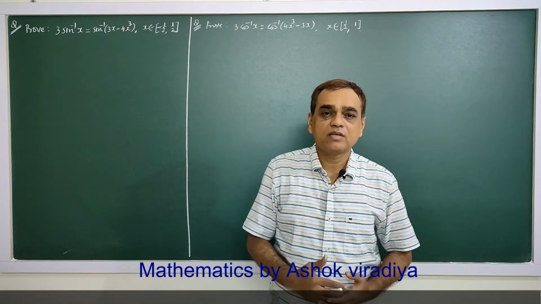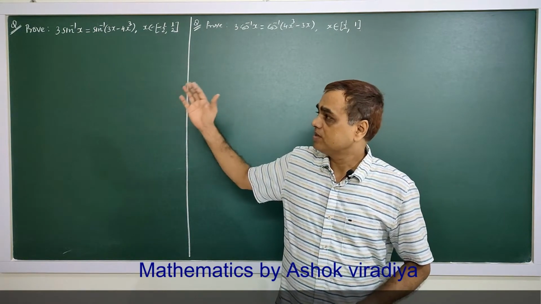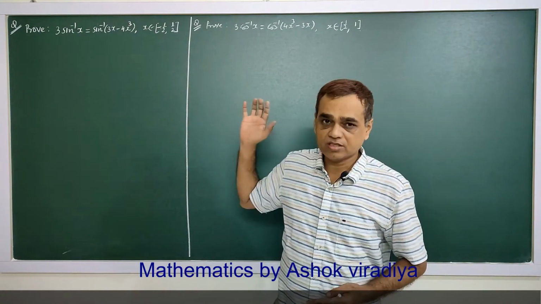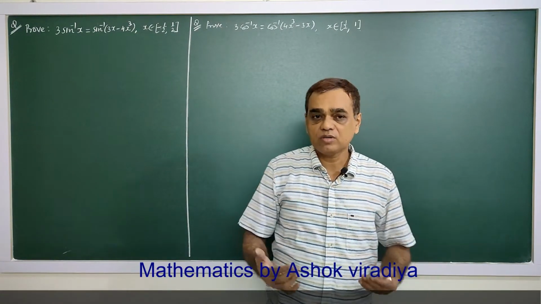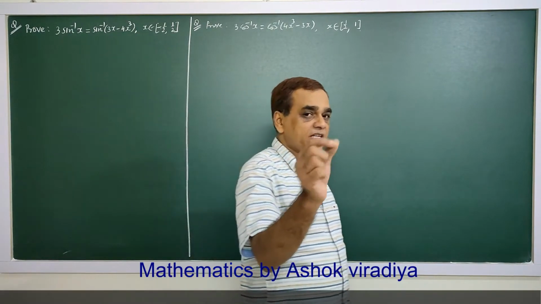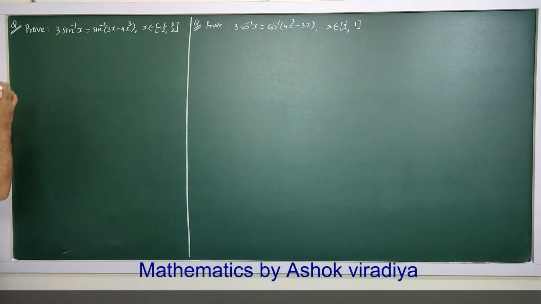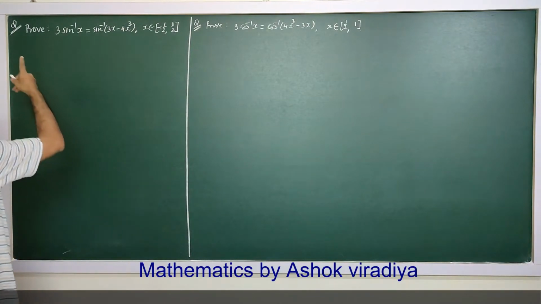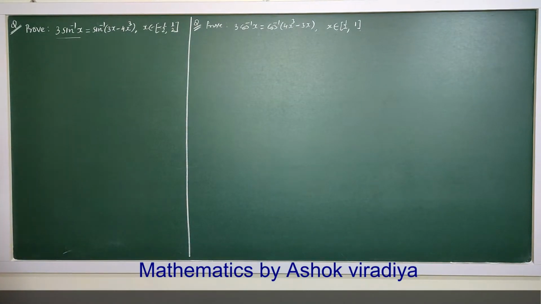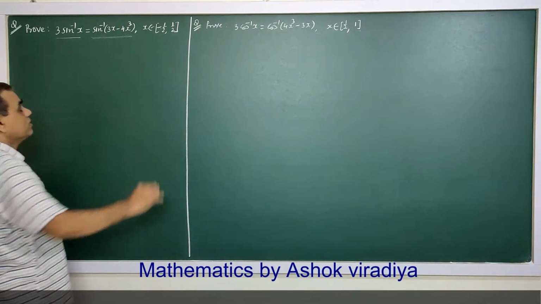Now in this chapter we explain very important questions. Students, the method we use in these questions will be useful in the coming chapters, differentiation and integration. So it is a very important topic. These are questions of the type "prove that." This is the first question: prove that 3 times sine inverse x equals sine inverse of 3x minus 4x cube.